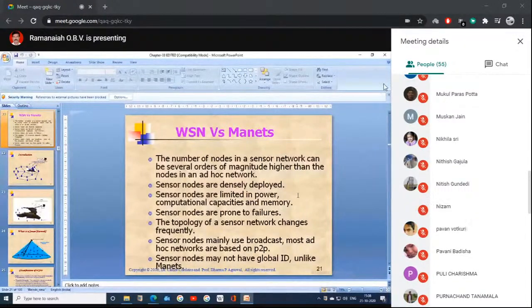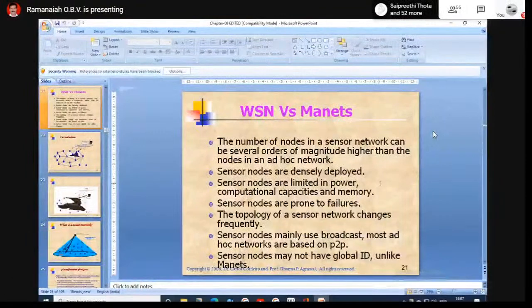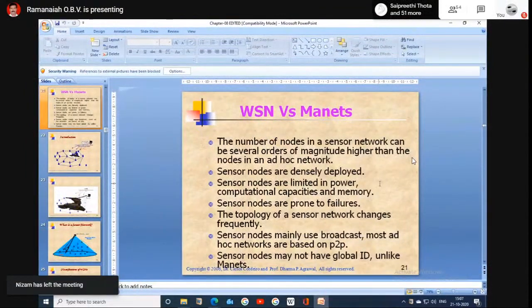Focusing on network architecture, right? What we have seen yesterday is the wireless sensor network block diagram. It's not a network block diagram, it was a node block diagram. Each node, what are the components in it? Now we are focusing on the network part, the entire network, right?